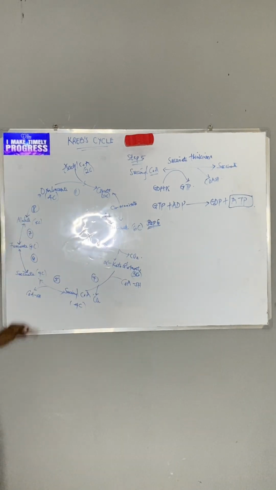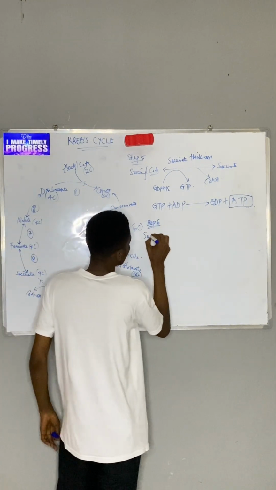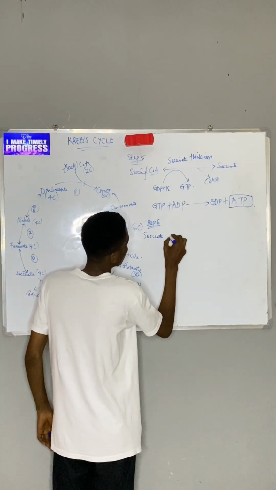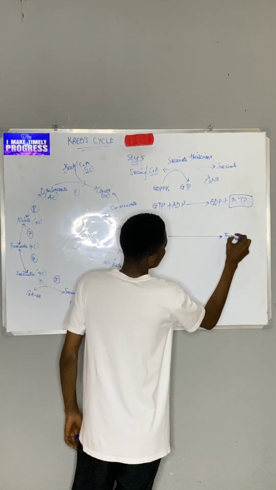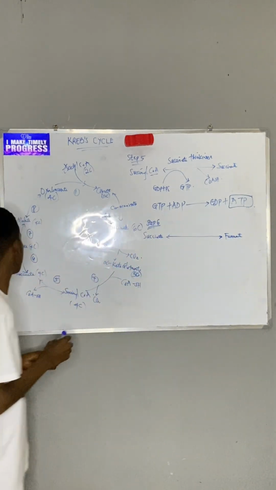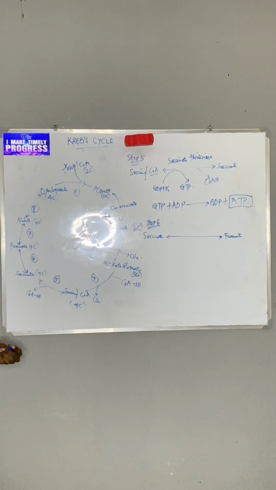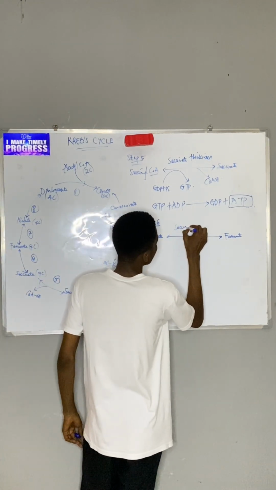Step 6 is conversion of succinate to fumarate. It's also a reversible step, as I know you know already. But the key thing about this particular step is that the enzyme is called succinate dehydrogenase.